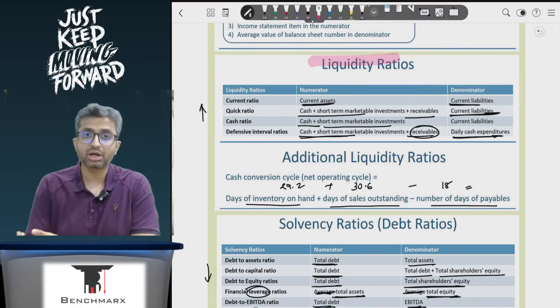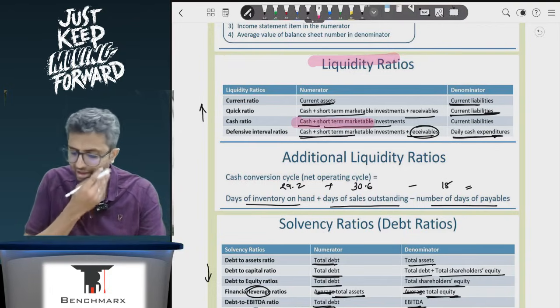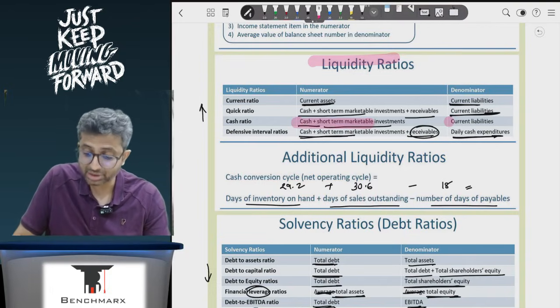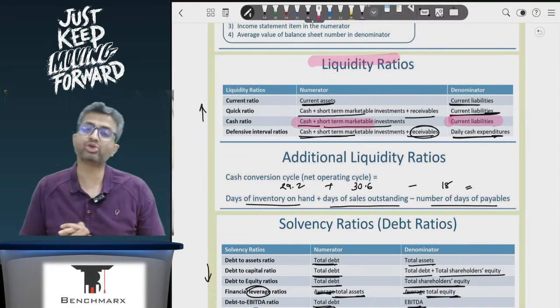Again, higher the better. Or you have the cash ratio, where you just take the cash and short-term marketable investments and you divide by the current liability. This is the most stringent. Now, mostly people look at current ratio or quick ratio. All of these ratios, higher the better.